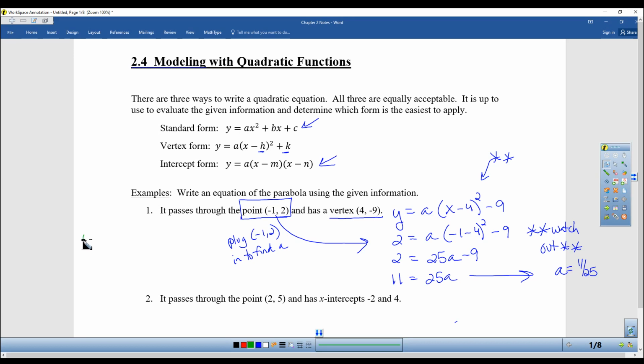How does that help us get the final answer? Well, that was the only part of it that was missing. So it's going to be y = 11/25 (x - 4) squared minus 9. Oops. Missed there.